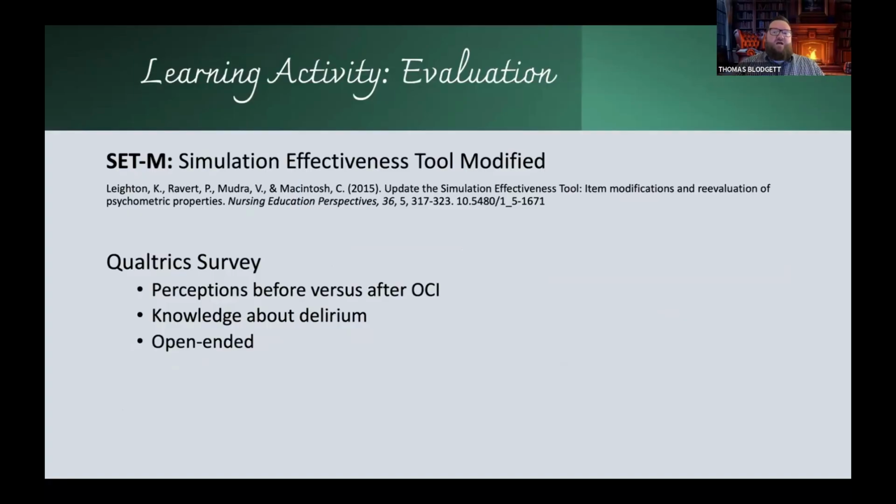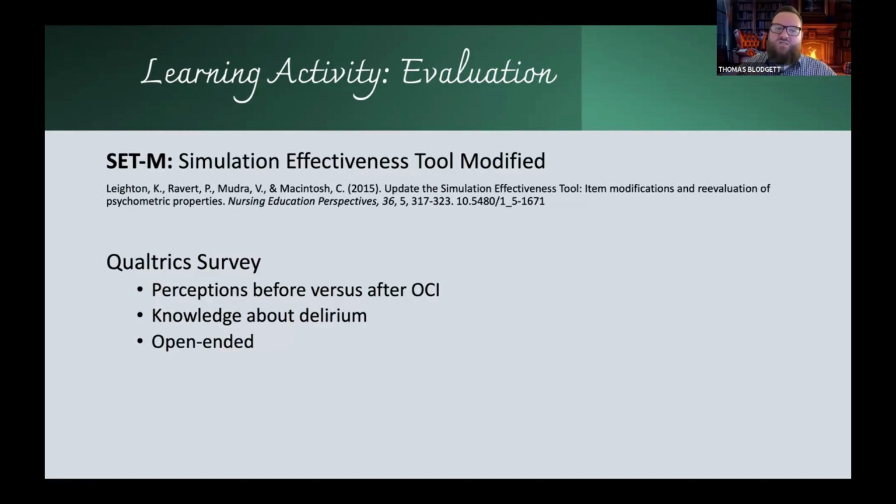So the evaluation of the scenario, there were 2 parts. One is using a standardized sim effectiveness tool called the SET-M. And that part was done by the simulation center. So Nikki and her shop have those data, and it's for their own internal evaluation of the sim scenario, or sim logistics is more what they get from that.